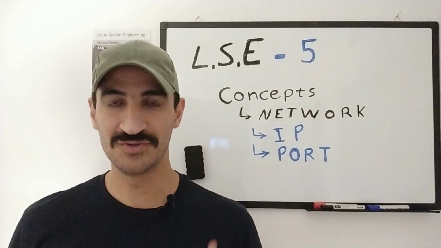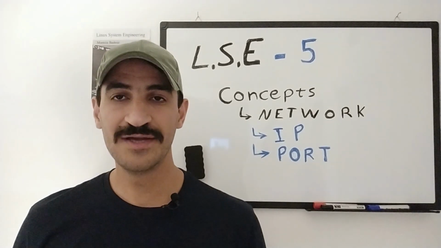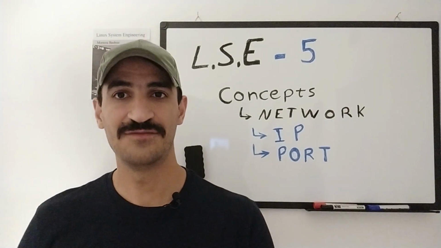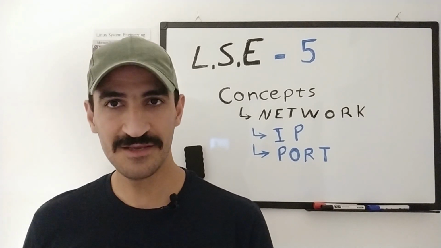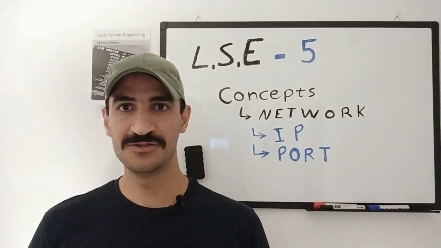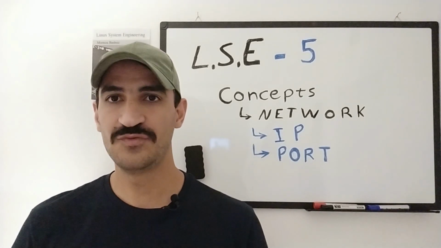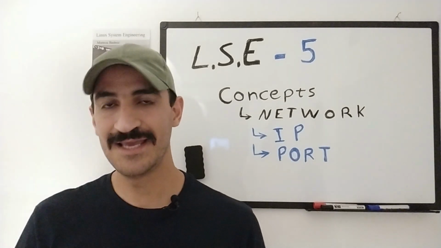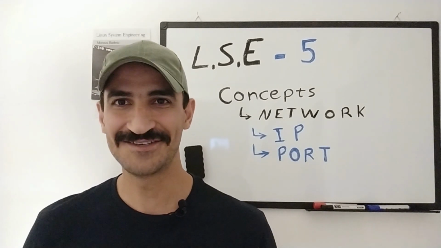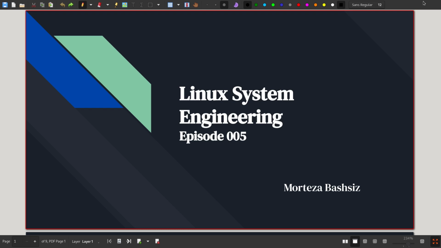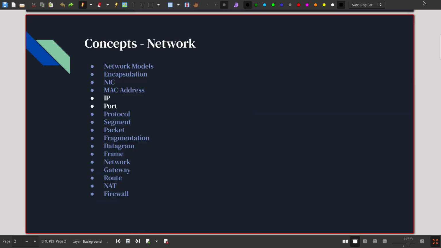Welcome to LSE episode 5. In this episode, I am going to talk about the conceptual points of IP and port. What is IP, what kinds of IPs we have, what the classes in IP version 4 are, and the relation between IP and port and how they are defined. So let's start. Here you can see the overview, the previous topics, and the next topics that we are going to talk about.